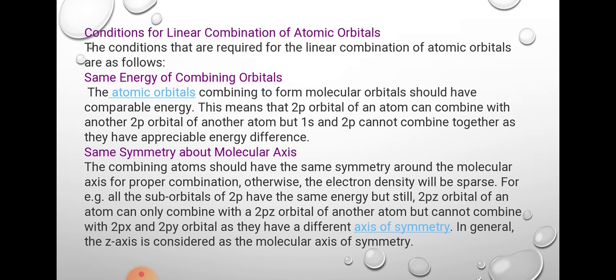Okay, and only those atomic orbitals overlap to form molecular orbitals which have nearly equal energy and have proper orientation. We will not make the 1s combining to 2s or 2s combining to 2p, means it should be very clear that equal energy atomic orbitals will combine. 1s will combine with 1s, 2s will combine with 2s, 2p will combine with 2p.